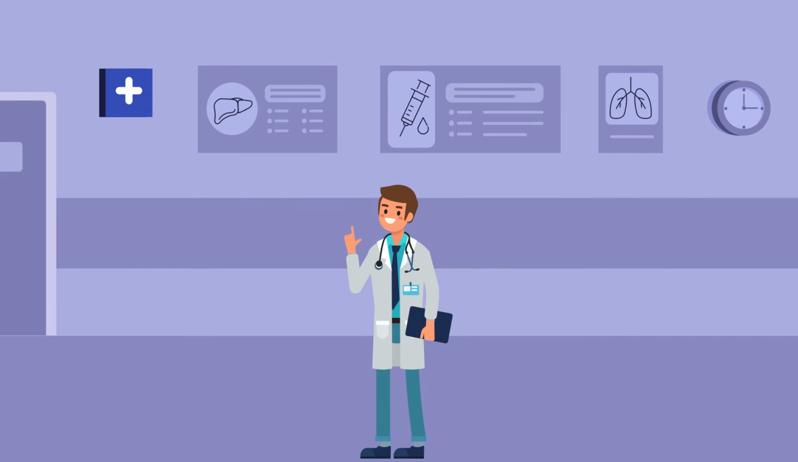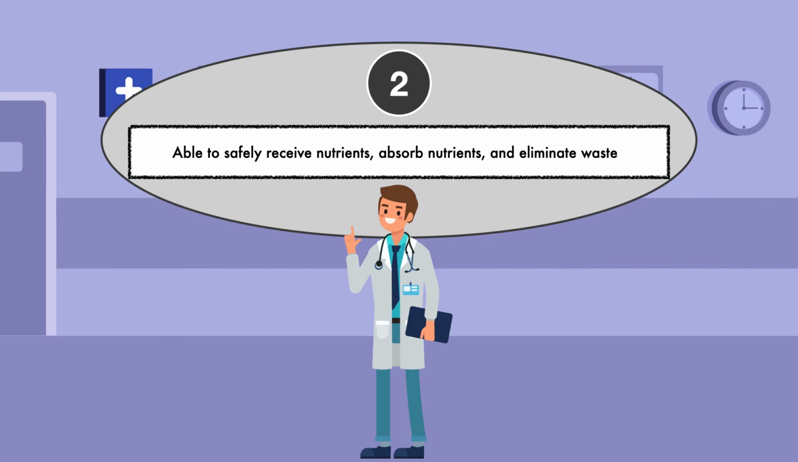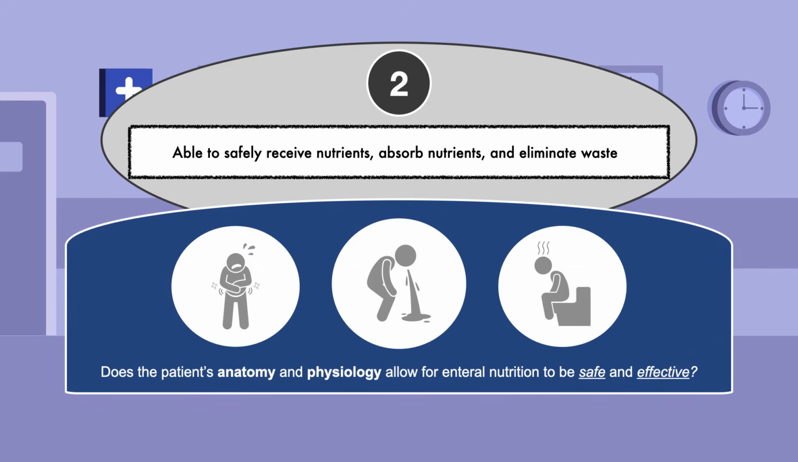But before we ever get into discussion about the type of feeding tube to be placed, we still need to figure out if enteral nutrition is indicated at all. That brings us to our second condition, which must also be met and states, the patient must be able to safely receive nutrients, absorb nutrients, and eliminate waste. If the first condition is asking, is the patient eating enough? The second condition is asking, does the patient's anatomy and physiology allow for enteral nutrition to be safe and effective?